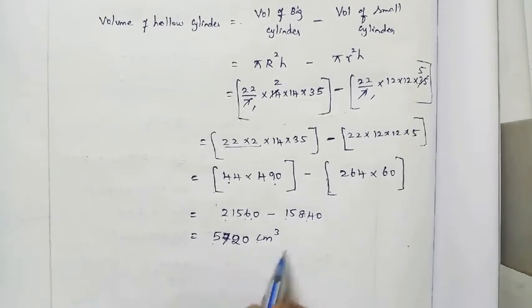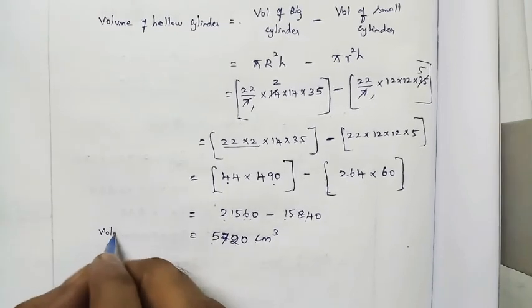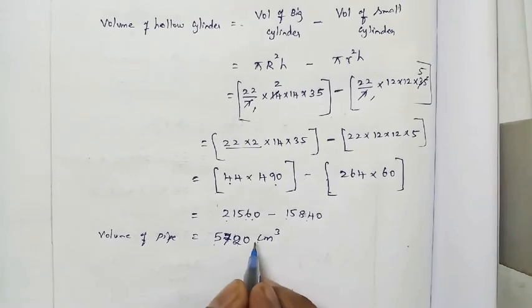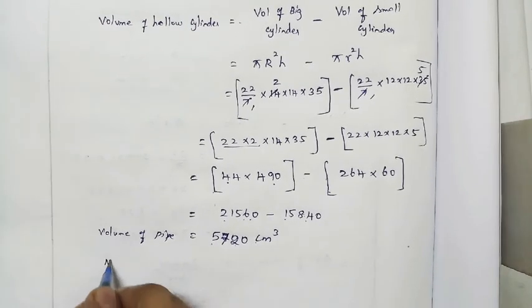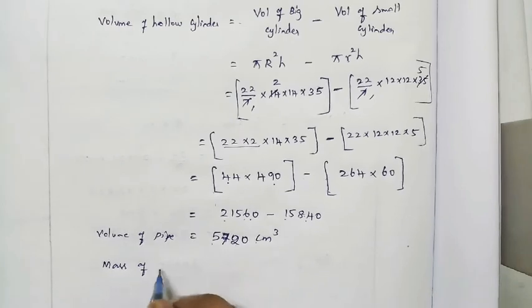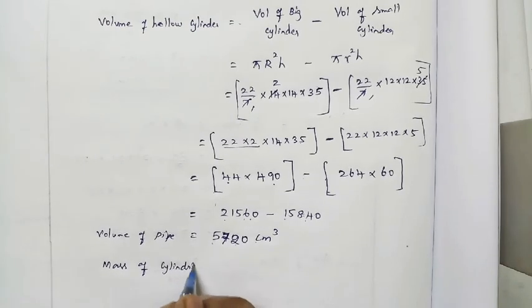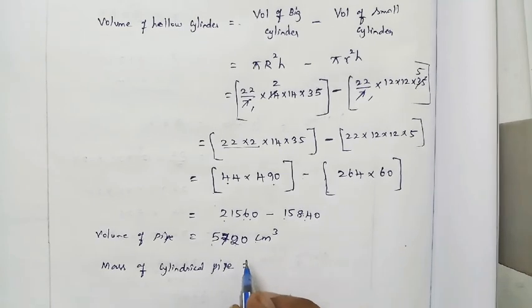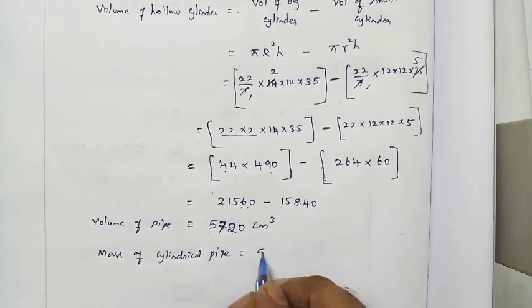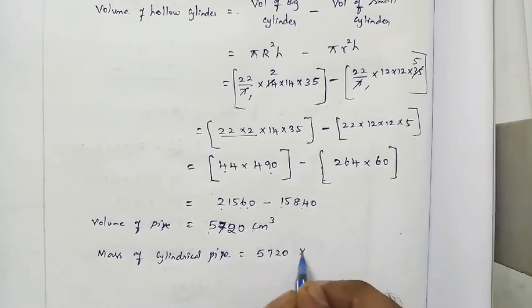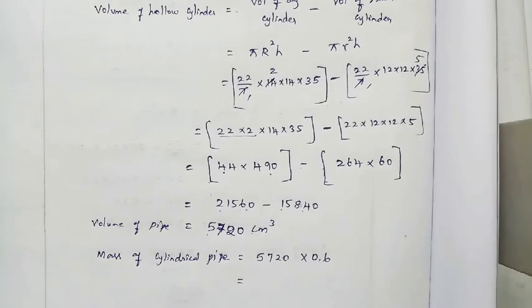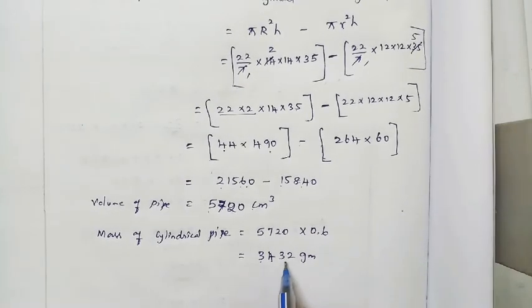So volume of hollow cylinder, volume of the pipe, is 5720 centimeter cube. Now what do we want to find? Mass of the cylindrical pipe. For 1 centimeter cube, how much? 0.6 gram. So 5720 into 0.6 is equal to how much? 3432 gram.